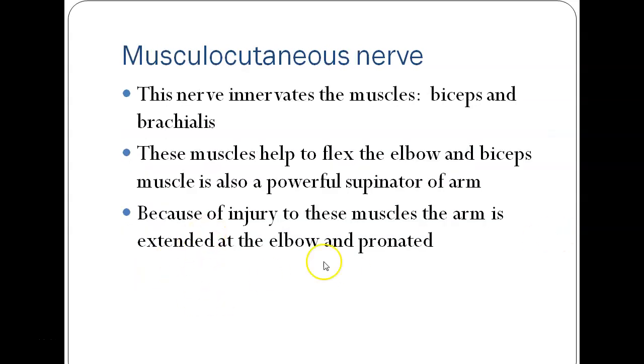Musculocutaneous nerve. This nerve innervates muscles, that is biceps and brachialis. These muscles help to flex elbow, and also biceps is a powerful supinator. Because of injury to these muscles, the arm is extended at the elbow and also pronated.